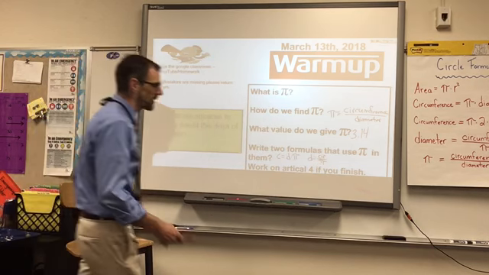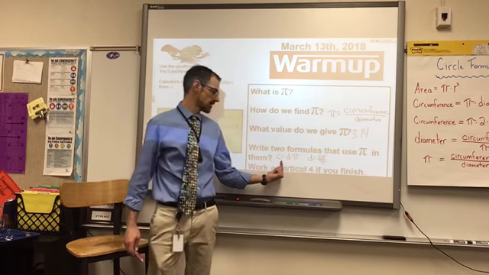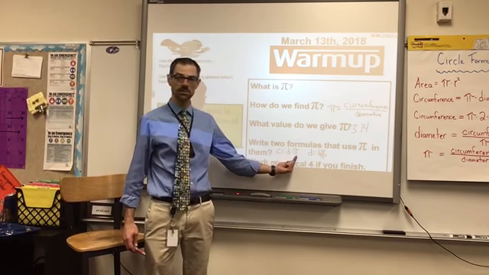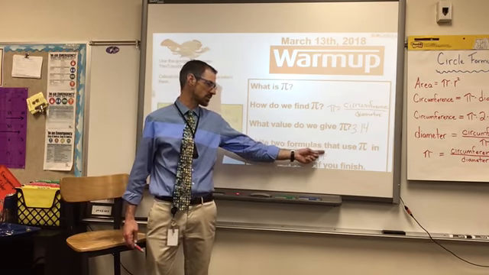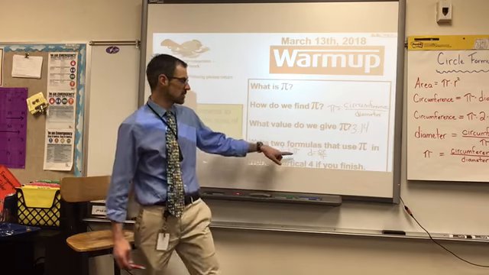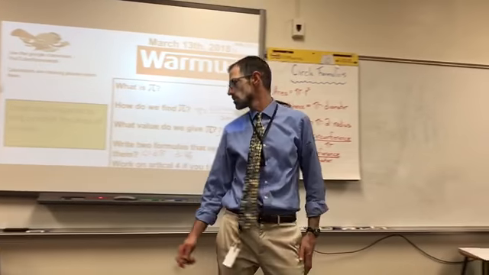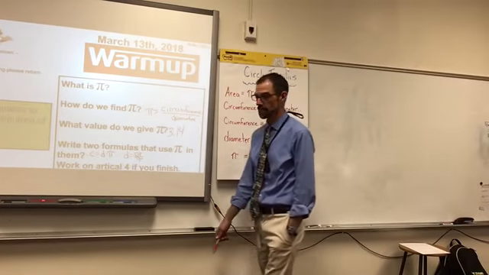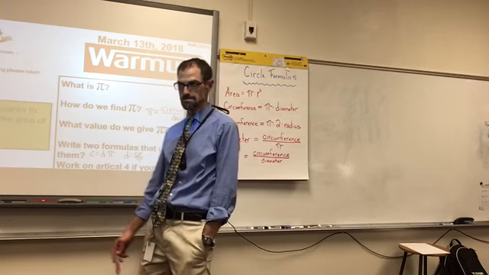So I wrote two up here. I have circumference equals diameter times pi, and diameter equals circumference divided by pi. These are both formulas where we're using pi in them. You also say pi equals circumference divided by diameter.